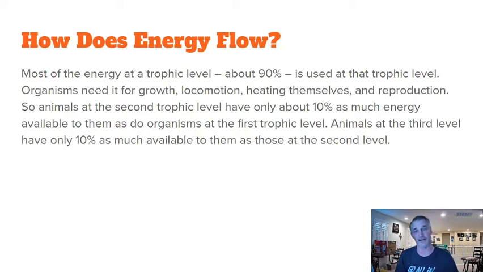Most of the energy at a trophic level, about 90%, is used at that level. The organisms need it for growth, locomotion, heating themselves, reproduction, new cell development, whatever. So animals at the secondary trophic level only get about 10% of the energy available at the first trophic level. And as do organisms at the first trophic level, giving it off to the second trophic level, and then the third trophic level. So there's a loss of 90% of the energy every time we go up a trophic level, which is one of the reasons why you don't see food chains that are much more than 4 or 5 organisms long. There's just not enough available energy.